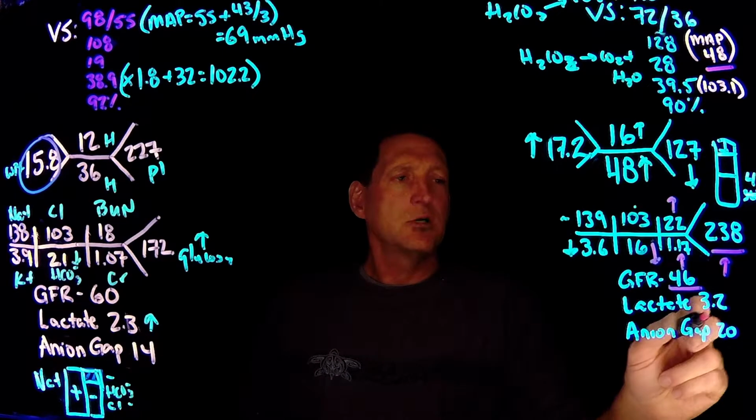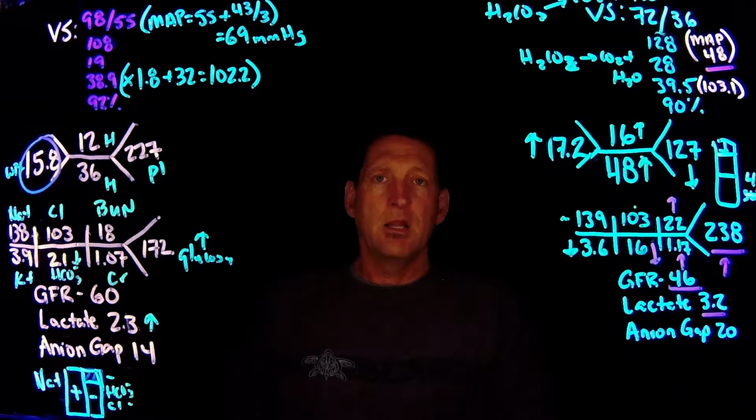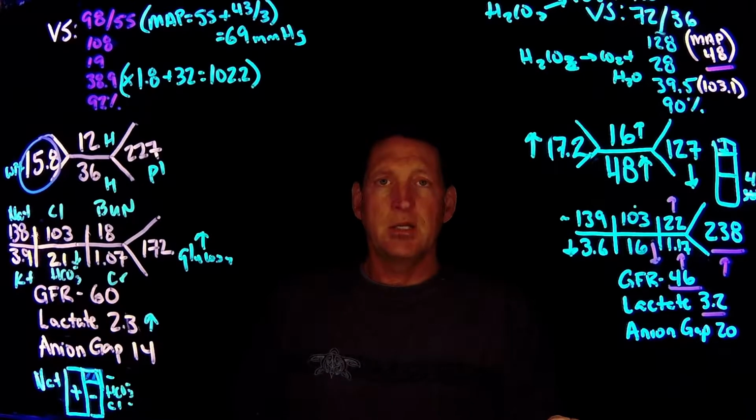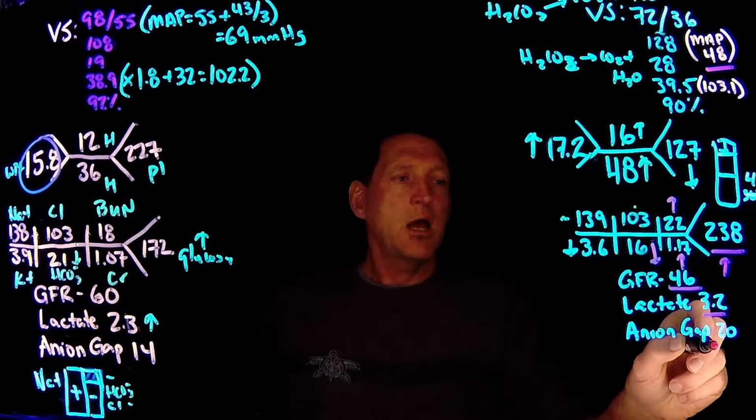And then this is concerning. My lactate has gone to 3.2. At this point, we've already called a rapid on this lady. We're getting people in. They're going to go ahead and take her down into the ICU just because of what we've seen so far. Anion gap has gone to 20.